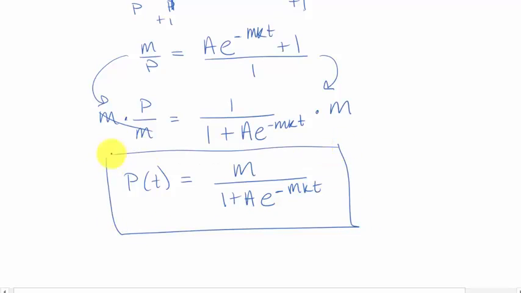We have our general logistic formula, and that's a lengthy problem, but I hope it made sense. You should definitely go back through it. This is not something you're going to have to recreate for me, but it's always nice to know where things come from.